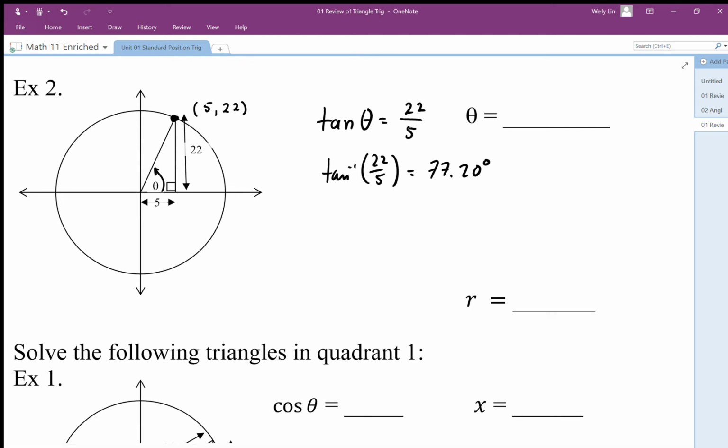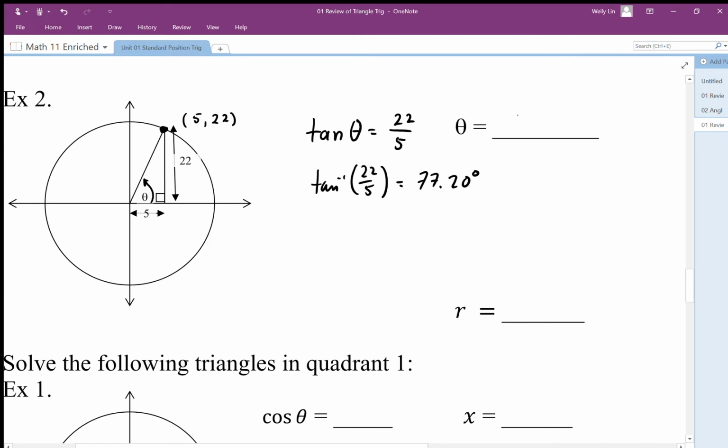The reason why I do this, and it's more important in grade 12, but it's a good habit to get into now, is so we can differentiate the numbers. So the angle definitely looks correct. My eyes don't lie, that's about 77.2 degrees.